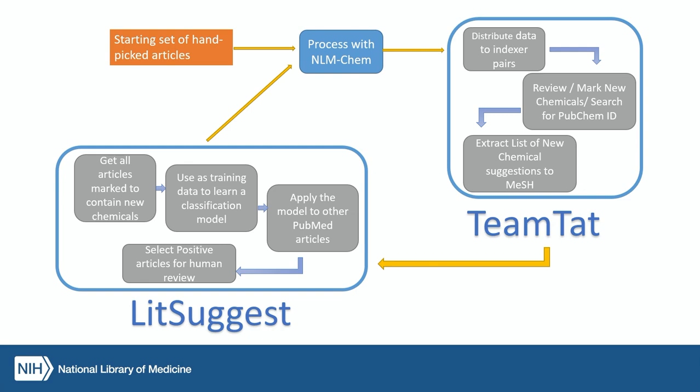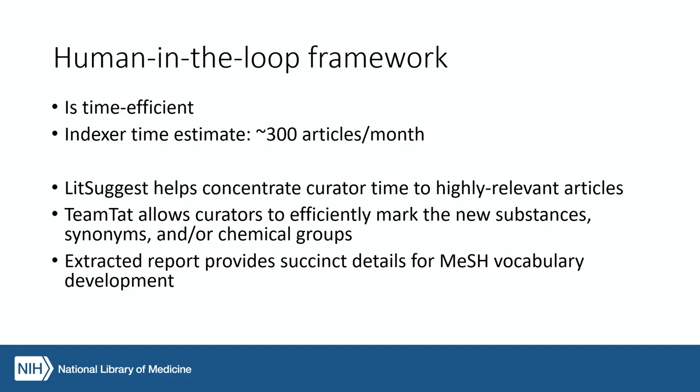We will get that model a little bit more precise. We will run them again on the new articles, and we'll get some more candidates, which again will go to curators, and we did that with great success. It is time efficient. We estimated that once we integrate this into their curation work, it comes to about 300 articles per month, so they know exactly what to expect.